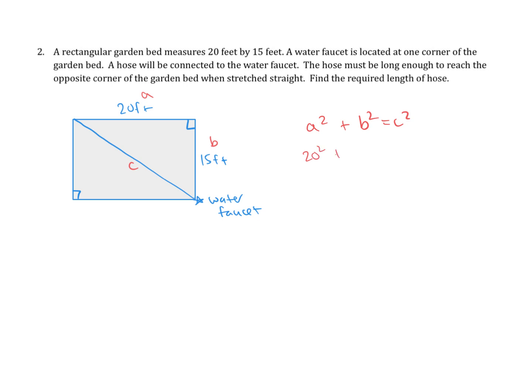20 squared plus 15 squared equals c squared. That's 400 plus 225 equals c squared, which is 625 equals c squared. And then we square root both sides, and we get c is equal to 25 feet. So that would be the length of the hose that would reach from the faucet to the opposite corner of the rectangular garden bed.